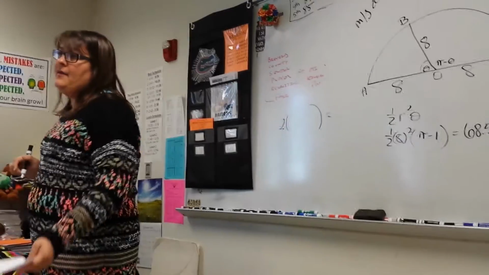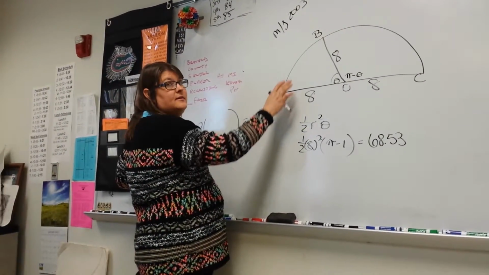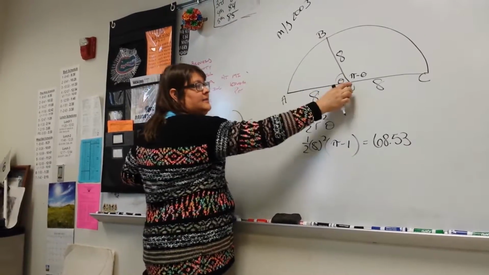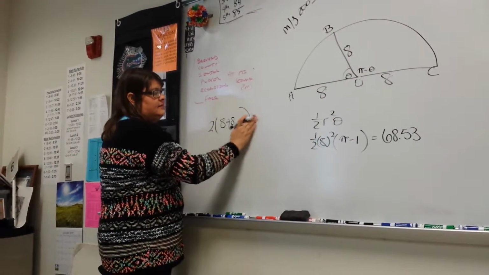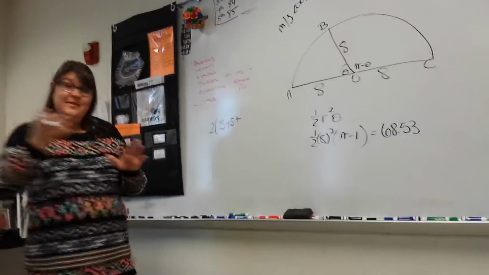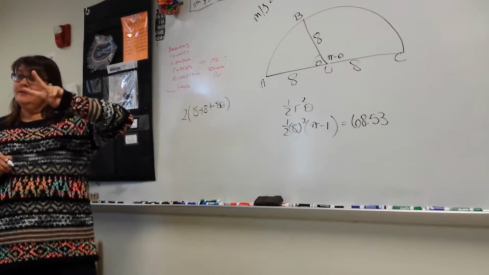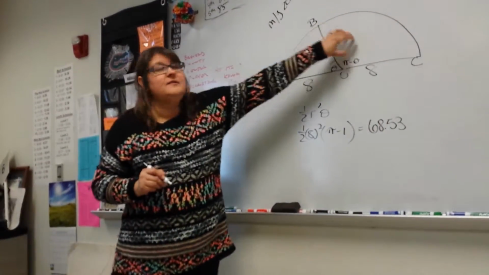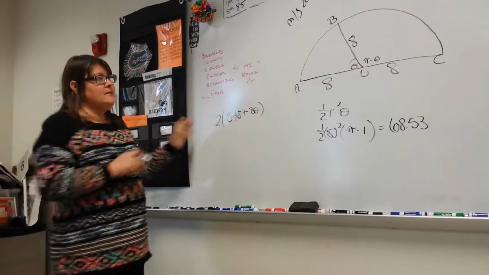So let's talk about how that works. 2 times the perimeter of this. Well, what is the perimeter of this side? 8 plus 8 plus 8 theta, the arc length r theta, which is 8 theta. Good. So does everybody see why I'm doubling it? Because it says this is half the size, so if I double it, I get that size. Does that make sense?